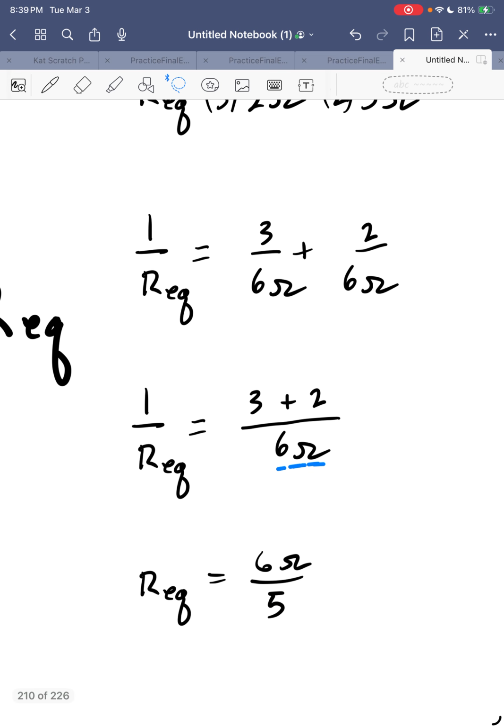Now, don't forget to flip this. You might say, oh, it's going to be 5 over 6 ohms, and that's my answer for the equivalent resistance. No, remember, this equivalent resistance is 1 over in that formula.